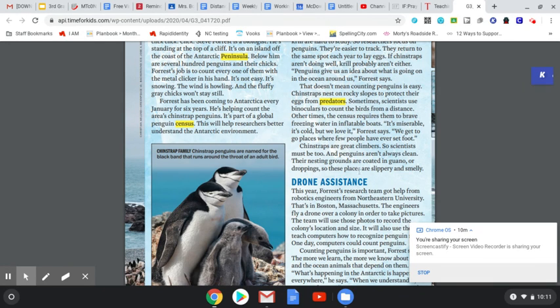So these places are slippery and smelly, okay, coated in guano or droppings. So that tells me where they live is covered in, what do you think? Yep, penguin poop. So there's penguin poop everywhere where they live. So it makes those places really slippery and smelly and kind of hard to get to see those penguins.